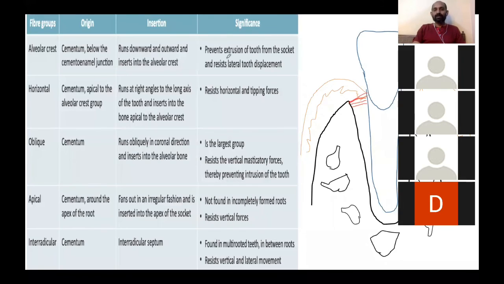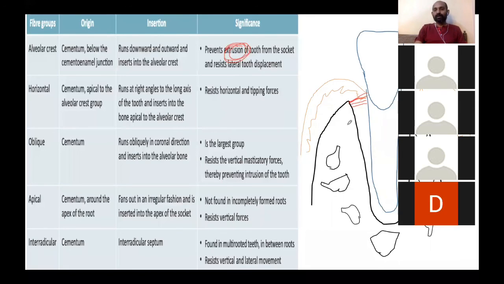That is what is called extrusion. It should not allow extrusion, or the function is that it prevents extrusion of the tooth from the socket, and it also resists lateral movement. So this is the primary function of the alveolar crest fibers, correct? Okay, coming on to the second group.